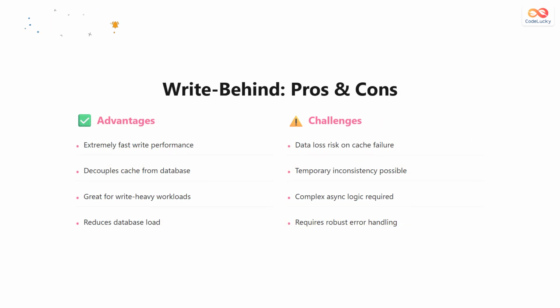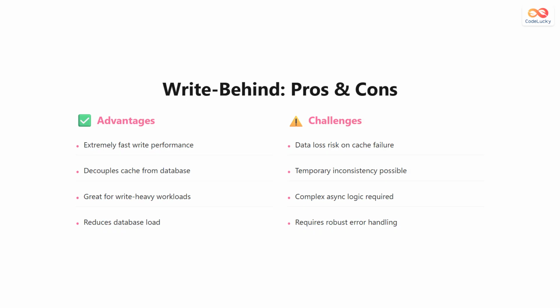The write-behind pattern excels in performance scenarios. Write operations are extremely fast because the application only waits for the cache to respond. The cache and database are decoupled, meaning they operate independently. This pattern is excellent for applications with heavy write workloads. It significantly reduces database load by batching and optimizing background writes.